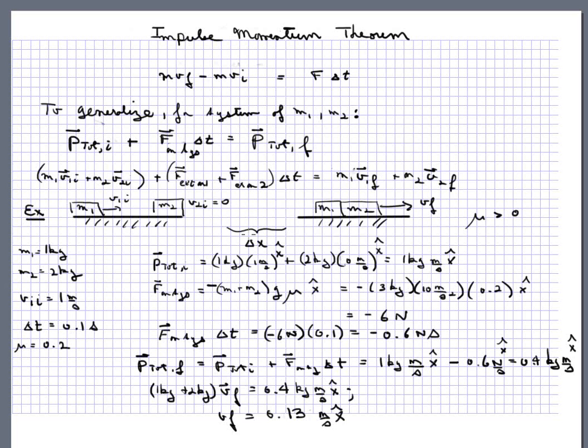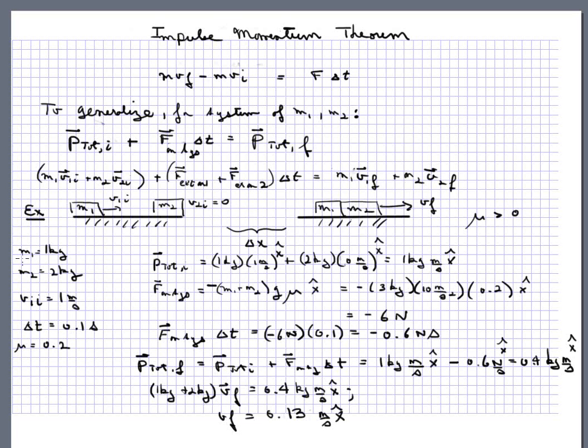So to take an example of this, let's consider two masses m1 and m2. m1 has a velocity to the right of v1i, and m2 is initially at rest. And let's say m1 hits m2 and they stick together. This is known as a completely inelastic collision. And the masses in combo have a velocity to the right of v sub f.